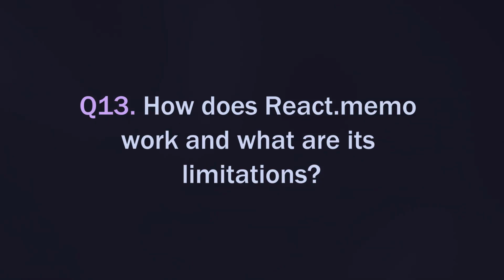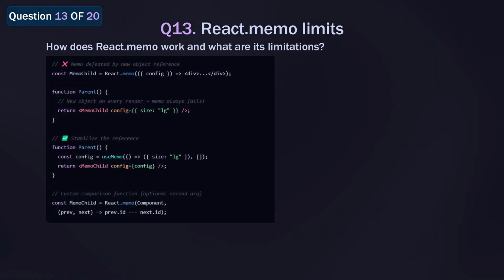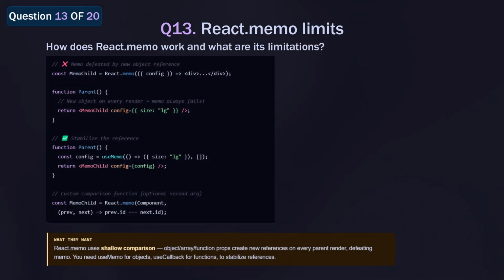How does React.memo work, and what are its limitations? React.memo is a higher-order component that memoizes a functional component. If a parent re-renders but passes the same props, React skips re-rendering the memoized child. The comparison is shallow. For objects and arrays, it checks reference equality, not deep equality. This means a new object literal passed as a prop always fails the check, even if its contents are identical. For objects and arrays as props, you need useMemo on the parent side to stabilize the reference.